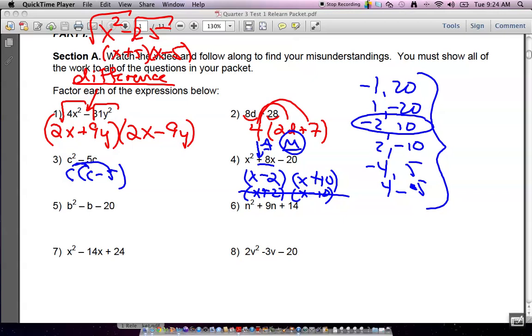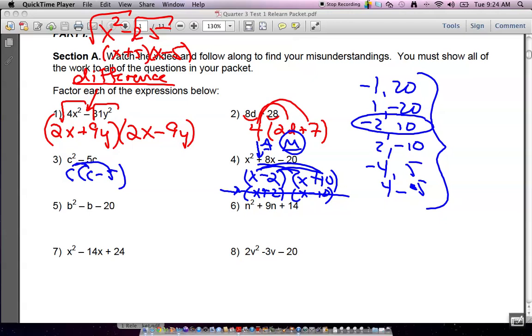you would find that if you had put these wrong answers down here, you would have found your mistake and corrected it easily. X times x is x squared, x times 10 is 10x, negative 2 times x is negative 2x. So 10x and negative 2x add up to 8x, negative 2 times 10 is negative 20. What I did there was I double distributed, okay? And that shows that I'm right. Now let's take a look at number 5.